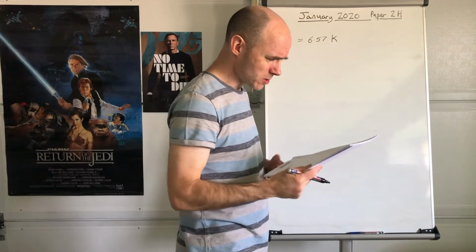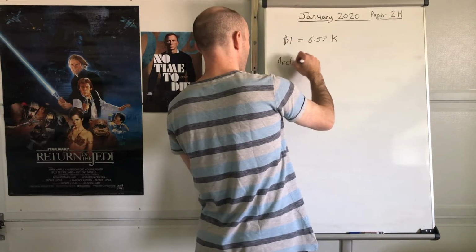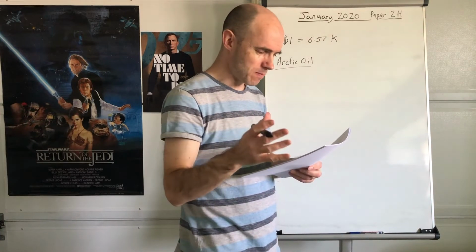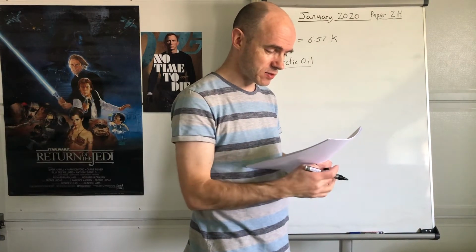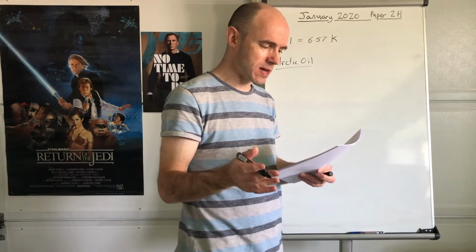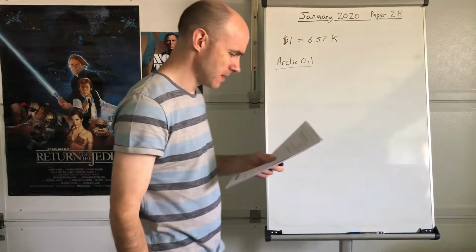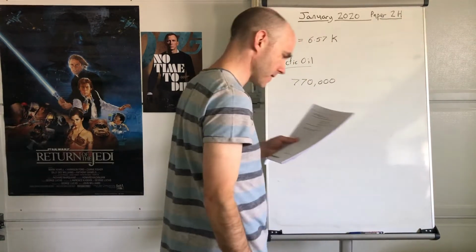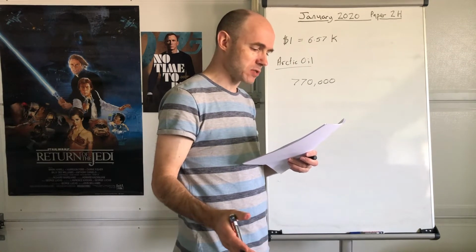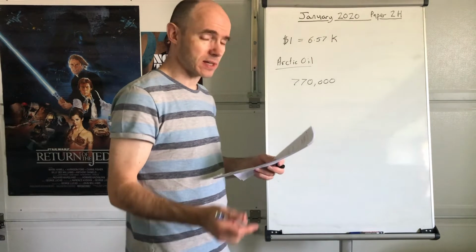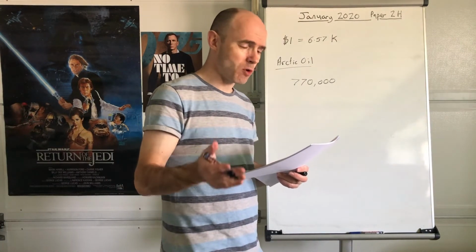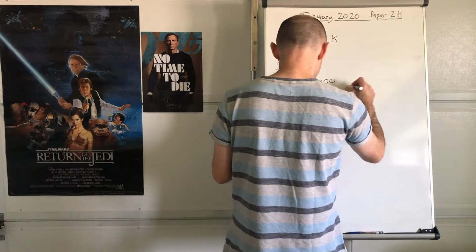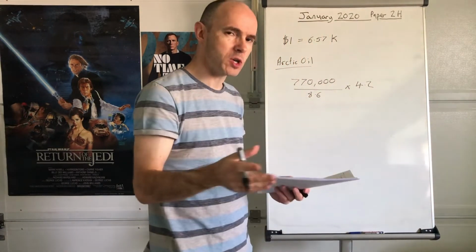Given that, I'm going to look at the Arctic oil figures. Using their rate, 8.6 times 10 to the 5 litres costs $770,000. I'm going to work out at that rate how much it would cost for the Danish oil. If I want to buy 4.2 times 10 to the 5 litres, I'm going to divide that figure by 8.6 and multiply by 4.2. And then that should give me the amount for the Danish oil.